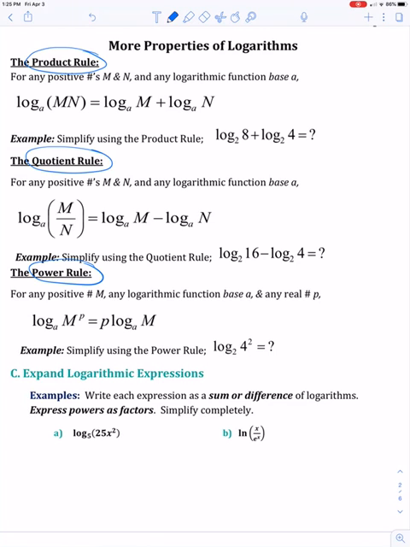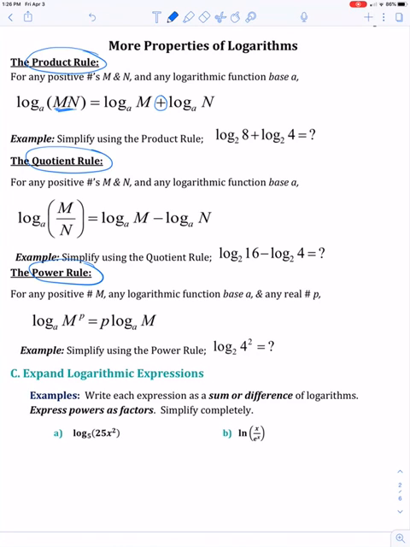Now, the product rule states that we can express a single logarithm as a sum by looking at the factors of what we're taking the log of. So if we have a product, for this example, we're multiplying m and n together. It says log base a of m times n is equal to log base a of m, so log of the first factor, plus log base a of n, the second factor. So it creates a sum of logarithms. However many factors we have is how many logs we're going to have in that sum. We're going to take the log of each factor.